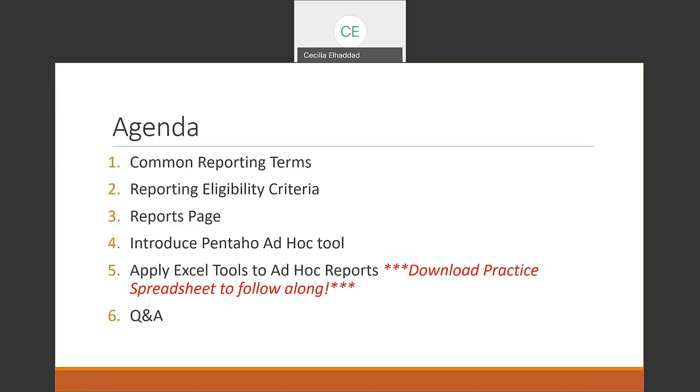So I know a lot of you have been asking, when I download this report, I get this count, but then when I download this report, I get a different count, and why is that? That's because each report has a different criteria that students need to meet in order to show up on that report, and so we're going to go over that.